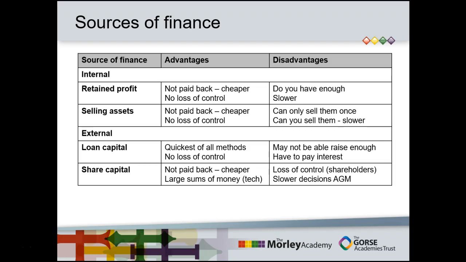For theme 2 in the big businesses, sources of finance, generally the questions will be around this idea of, are you trying to make a quick decision, in which case maybe loan capital, or trying to use some retained profit, or are you trying to make a decision which keeps control, in which case share capital is no good and maybe retained profit is better. So are you looking for large sums of money? Are you looking for control? Are you looking for things to be done quickly? They're the things that you need to keep in mind.